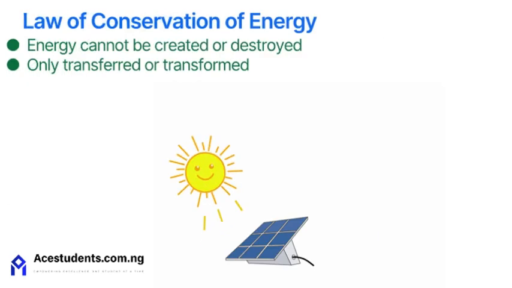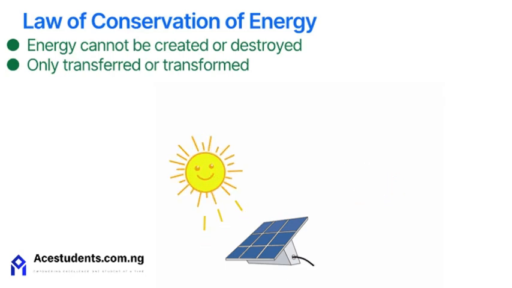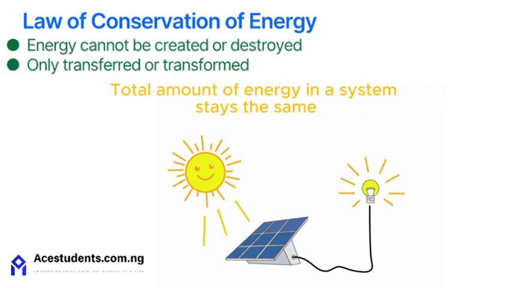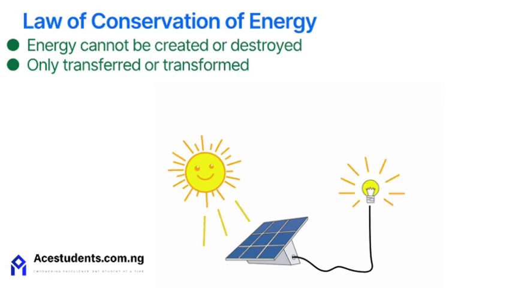The law of conservation of energy states that energy cannot be created or destroyed but can be transformed from one form to another. This means that the total amount of energy in a system stays the same. It can only move between stores, but it cannot be created or destroyed.